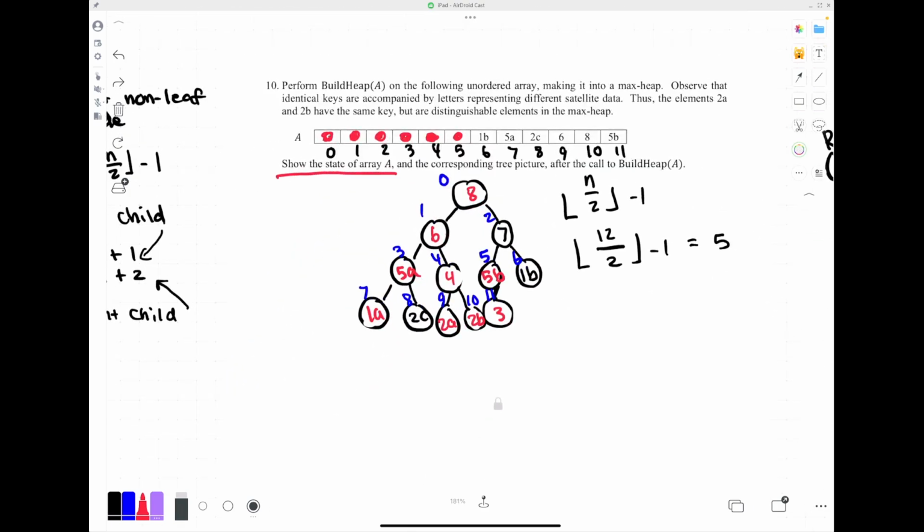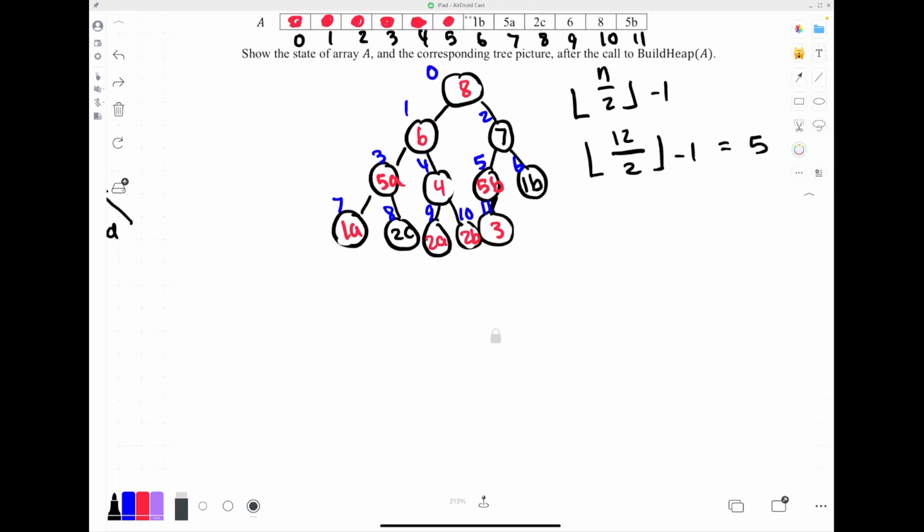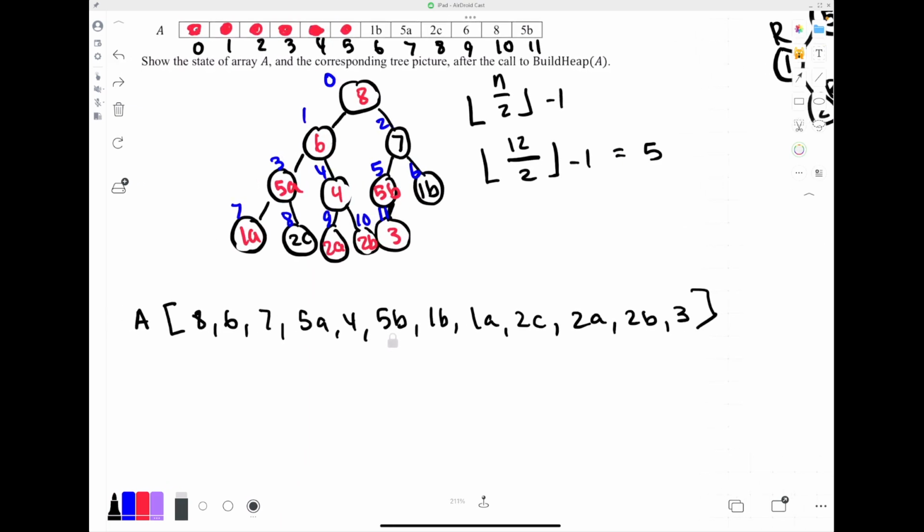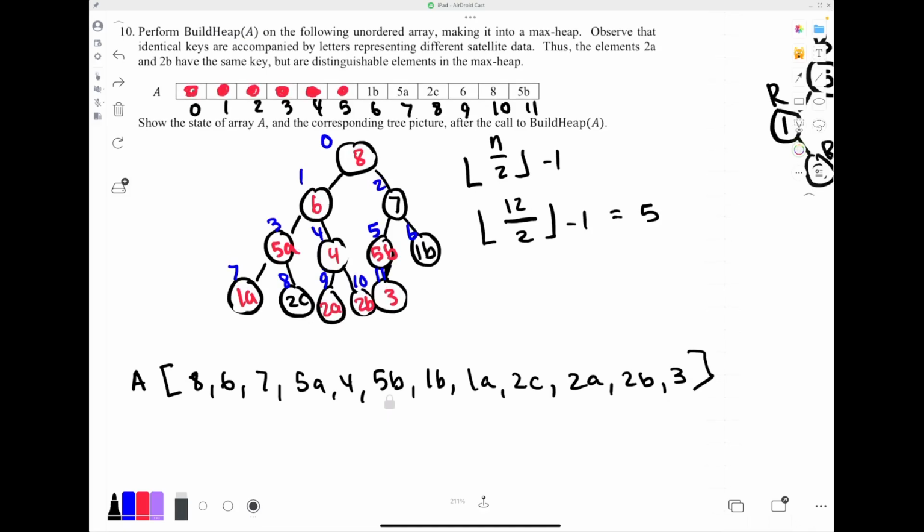And the question asks us to show the state of the array. So here I'm going to write out our new array, remembering that we have these all written out with their indexes. So index 0 is 8, and 1 is 6, 7, 5a, 4, 5b, 1b, 1a, 2c, 2a, 2b, and 3. And I'm just going to double check my answer. So we have 8, 6, 7, 5a, 4, 5b, 1b, 1a, 2c, 2a, 2b, 3, and our graph looks the exact same. So this is how you do problem number 10.